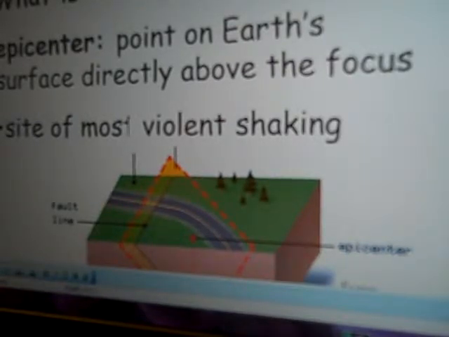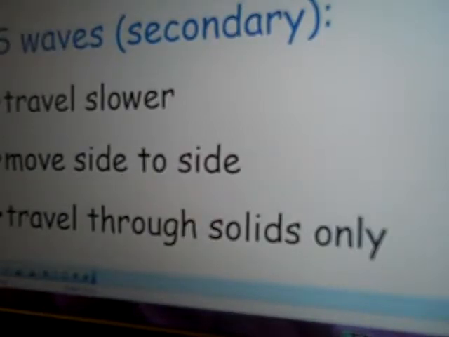And we also talked about the different types of waves. There is the primary wave, which moves the fastest, and it can go through solids, liquids, or gases. Next was your secondary wave, and it travels a little bit slower, and it moves from side to side, and it only goes through solids.